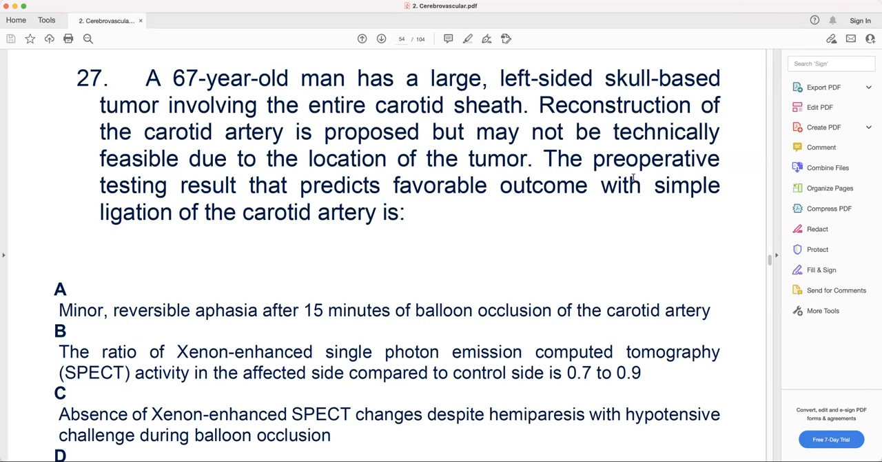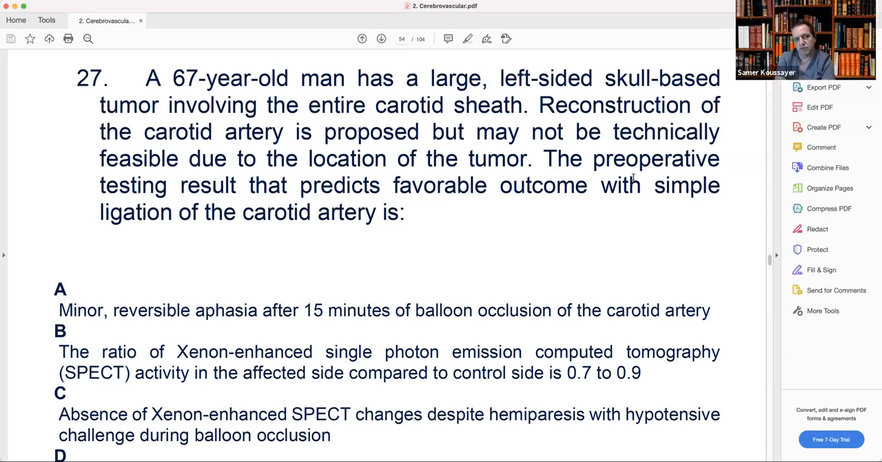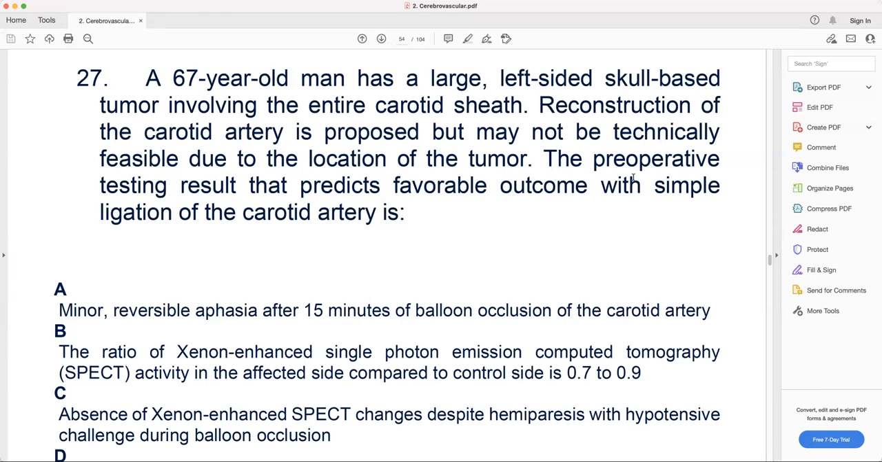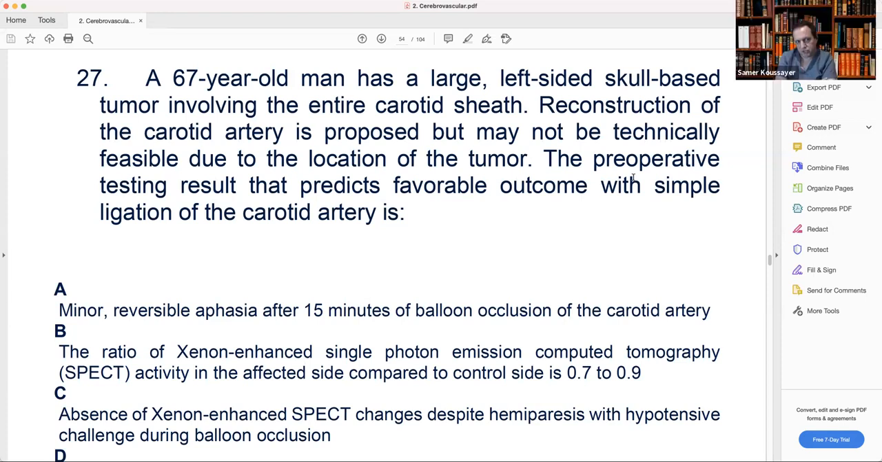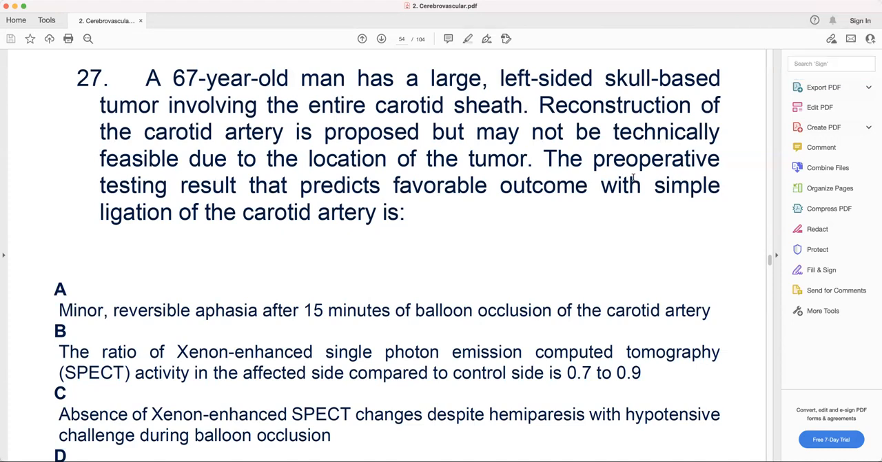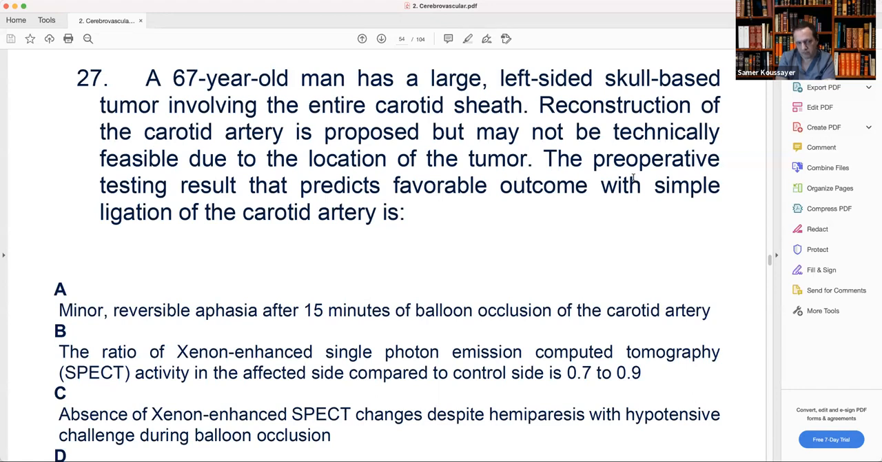Do you know how long they leave the balloon there? I think 15 minutes. No, usually they go longer to be sure there's good flow. Usually they go to 30 minutes. So usually they do it for 30 minutes.